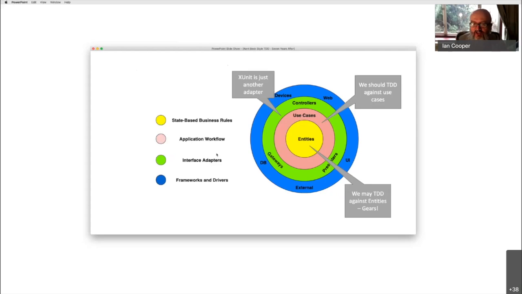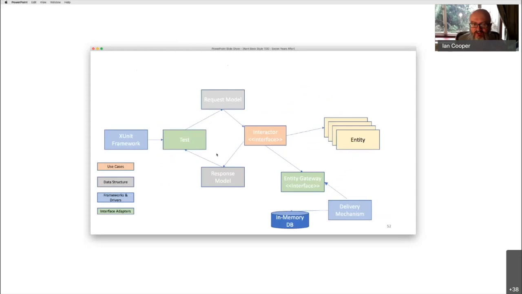But this is what it looks like. I've got an xUnit framework driving a test. The test has a request model and a response model, right? So you can tell that you're dealing with the API facade for implementation details, because it generally exposes primitives, not domain objects. Your APIs are much better at exposing primitive structures and things defined at their level, not the things inside. So the interactor and then the entities behind it. And then you can have a delivery mechanism which has some kind of in-memory DB for faking out purposes for a test. Okay, so your test is just driving the same code that other things drive.